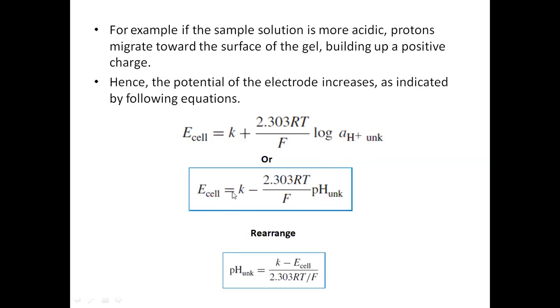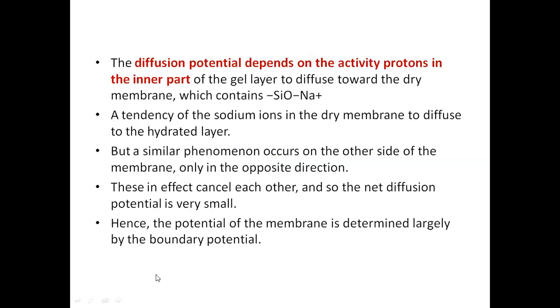Again, we rearrange this formula and we find pH of unknown is equal to K minus E cell upon 2.303 RT upon F. So by this we can find out, if we get more potential and put the value of that potential over here, K is already known, we find the pH which is less. In the inverse case, if the potential of the system is less, the pH will be more. So it will be an alkaline solution.